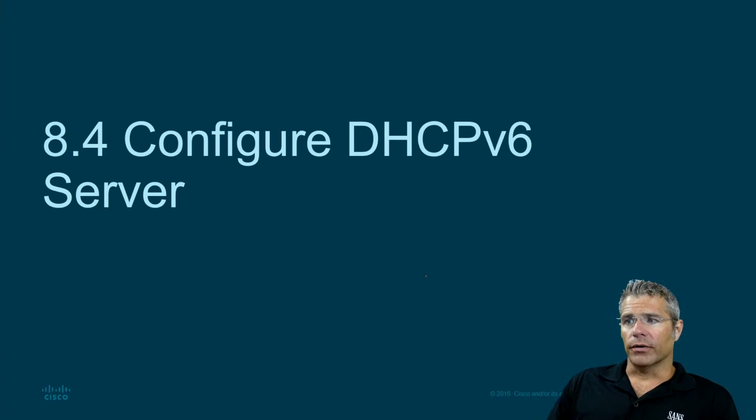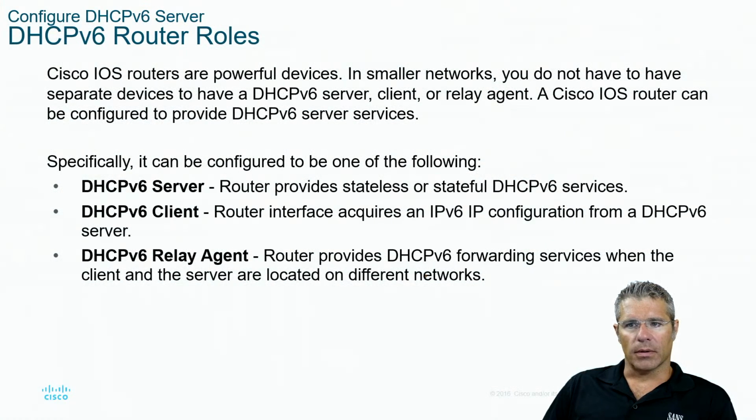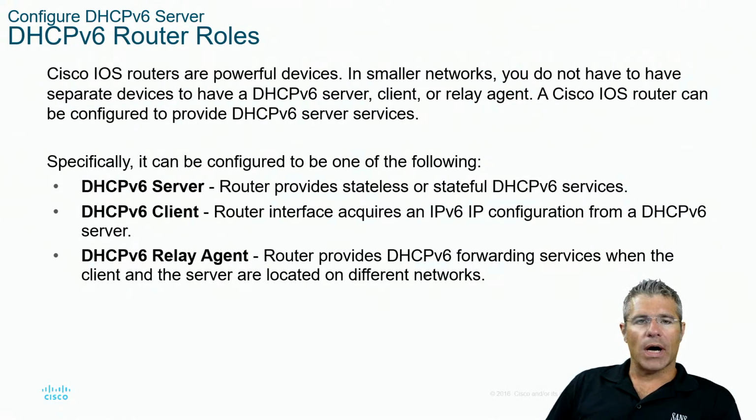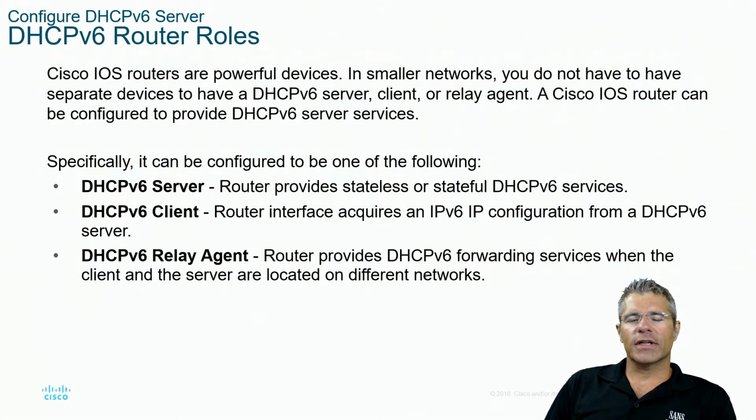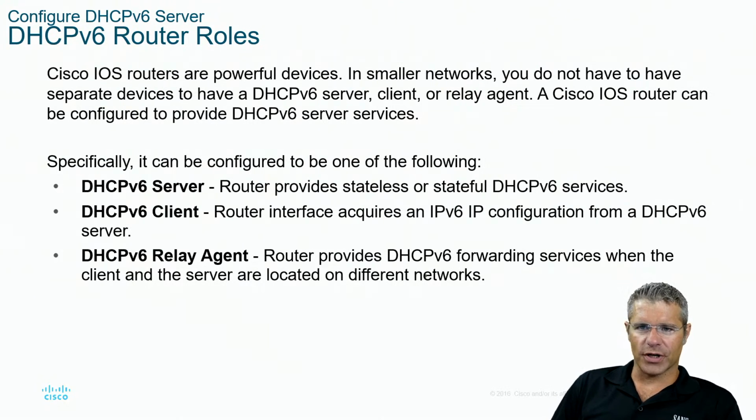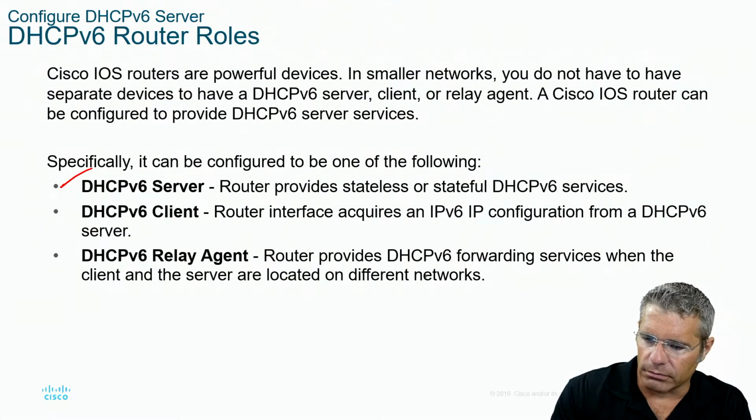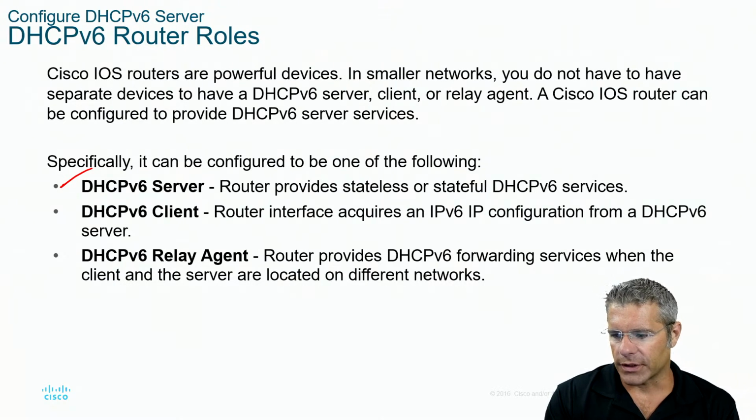So if you're going to configure those, you've got a bunch of different players to keep track of. Your Cisco IOS router can be configured as a DHCPv6 server, and maybe shouldn't, and maybe should have a real one, but a router can do the job. To do that, you have to configure the following things. You have to pick out the router that's going to do it.